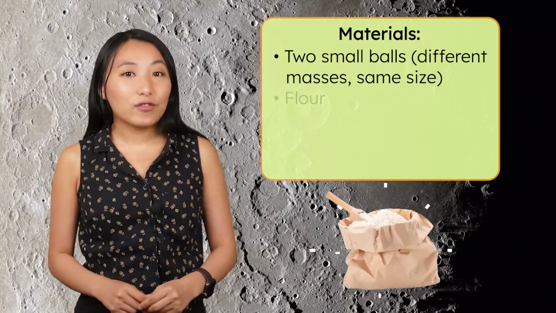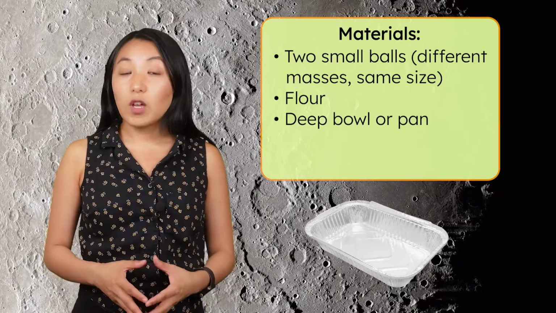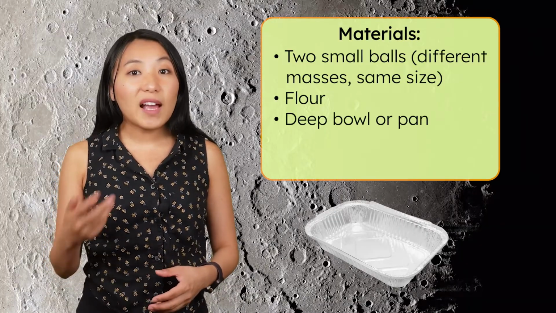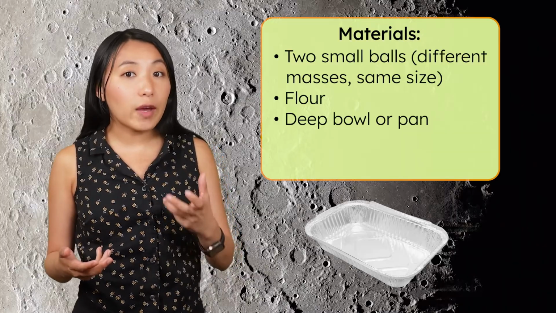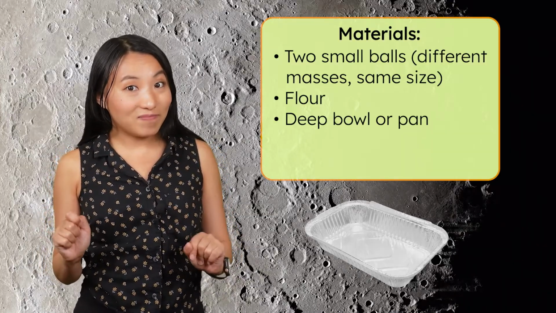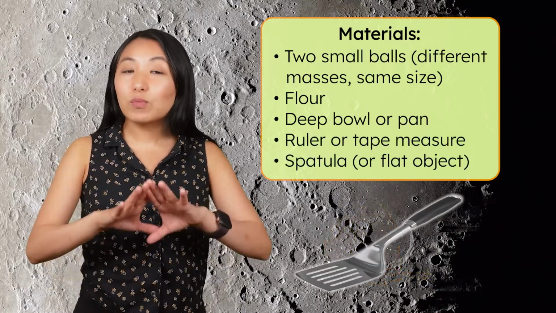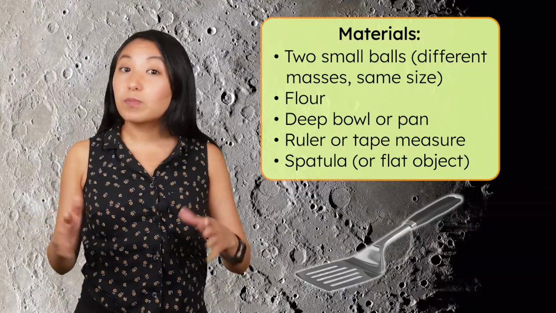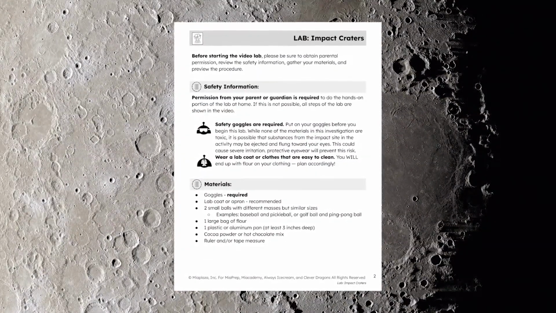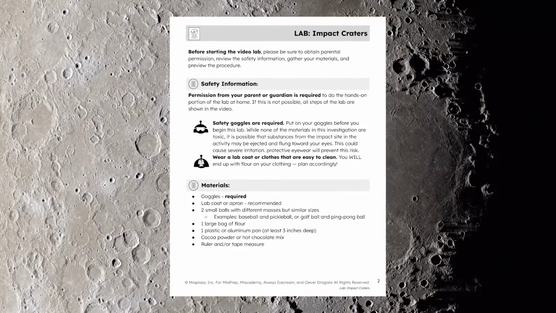You'll also need a bag of flour and a bowl or pan to place it in that is several inches deep. Your pan should be made of either plastic or a sturdy material that won't break in case of an accidental collision with our asteroid. Finally, you'll need a ruler or tape measure and something to help you smooth out your flour surface, such as a spatula. Before you continue, pause here to read over the safety information, materials, and lab procedure in your interactive lab notes with a parent or guardian.